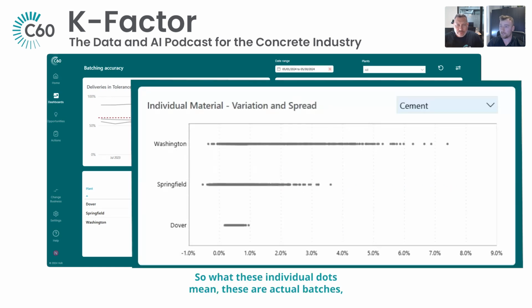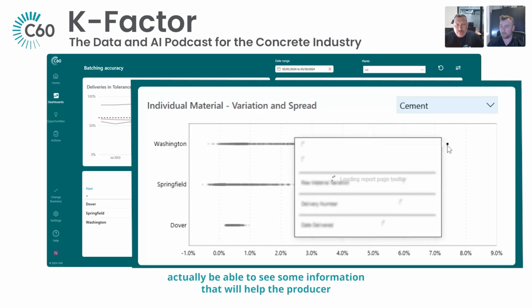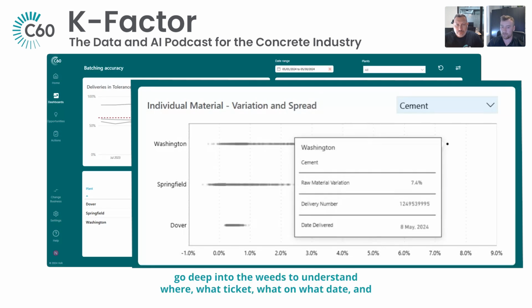Yeah. So these individual dots are actual batches related to a delivery ticket. If I hover over one, you'll be able to see information that'll help the producer go deep into the weeds to understand what ticket, on what date, and how much of the cement or any other raw material was batched out of tolerance. So this is a way to not only view the trend of your plants over time, but to dig into, on a per ticket basis, which of those tickets had their batch accuracy out of tolerance.